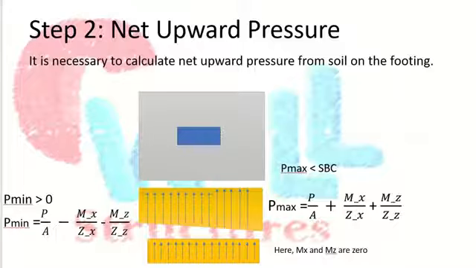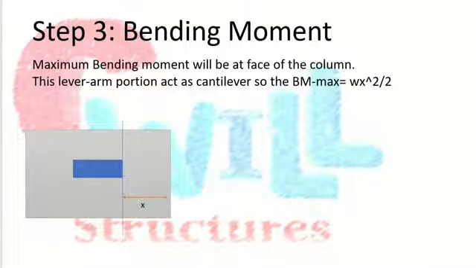This particular diagram will happen only when you have an eccentric footing. When the footing is subjected to only axial load, then you can find the uniform distribution of the soil pressure. The moment about x and moment about z both are 0, and then my net upward pressure value will be only P by A. Okay, now let's see step number 3.